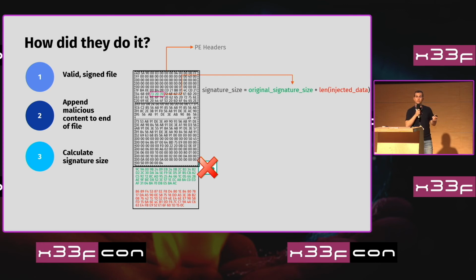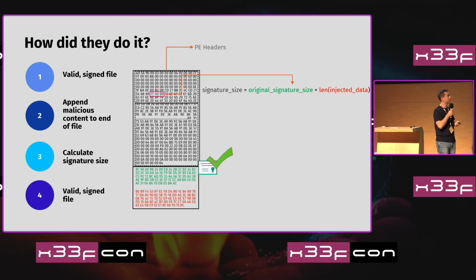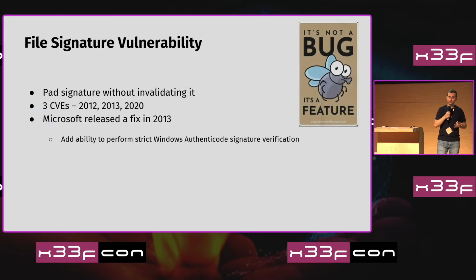We can compute a new signature size. So what we do, we take the original size of the signature, we compute in bytes the length of the data that we appended to the file, and we just change this signature size inside the PE header, and all of a sudden our file is valid and digitally signed. So this is what happened in this particular instance. Now when we found this, we were ecstatic. We thought this is a great CVE that we can report, and we were very happy with it.